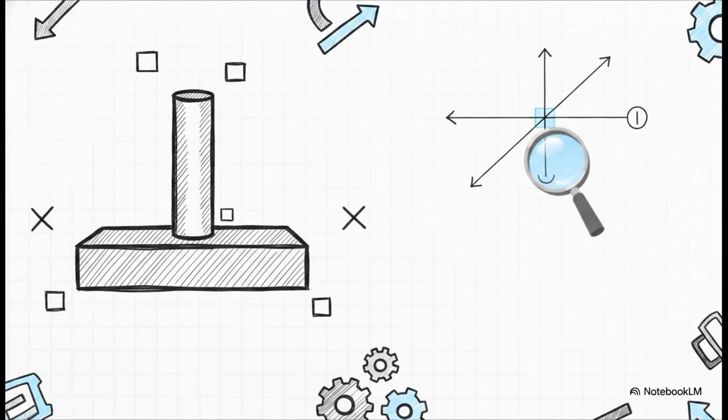Let's kick things off with our first core beat, perpendicularity. According to the ASME standard, perpendicularity is defined as the condition of a surface, center plane, or axis at exactly 90 degrees to a datum. Basically, what this does is rigidly lock your feature into a right-angle relationship with its reference point. So, if you've got a flat base and you need a pin standing straight up out of it without leaning to the left or the right, you are absolutely going to use perpendicularity.